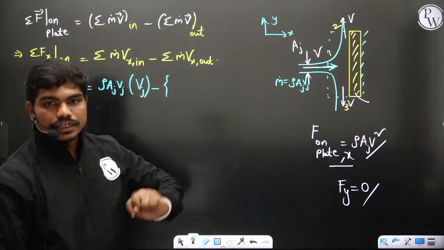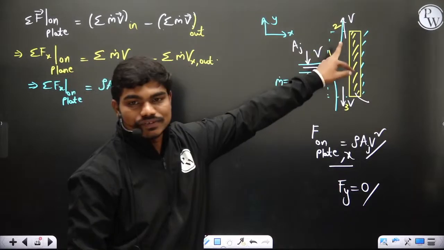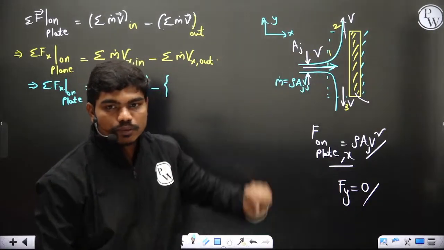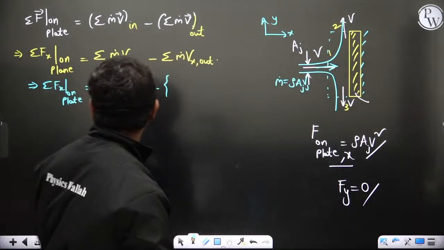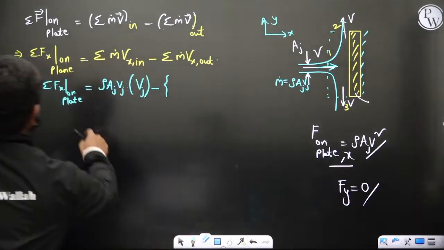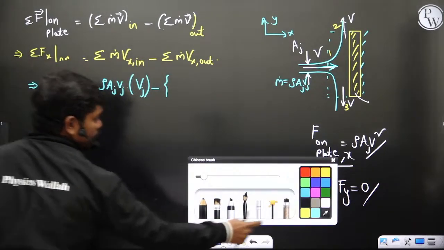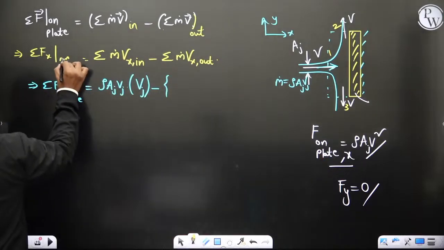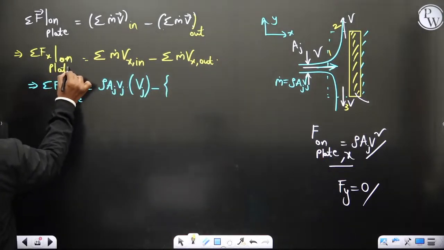at the outlet, this fluid is crossing the control surface out at 2 locations. Small spelling error, plate in place of plane. Okay, sorry, thank you, this one, on plate. Yeah, thank you.